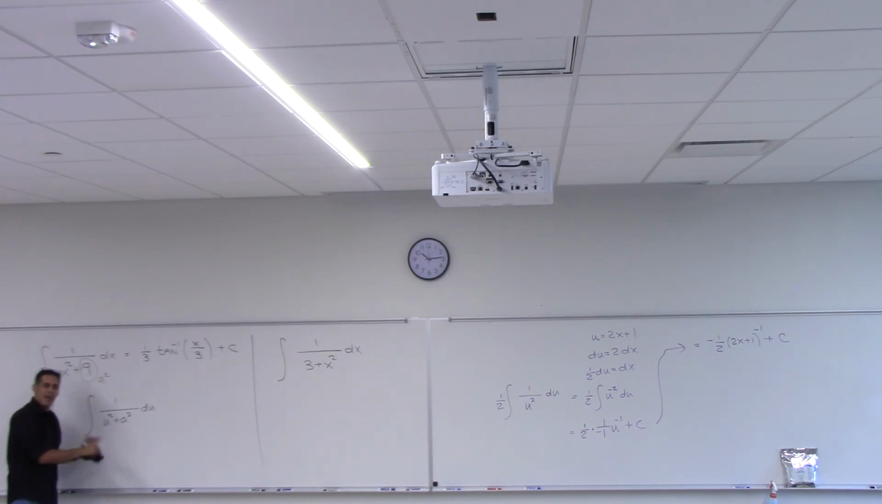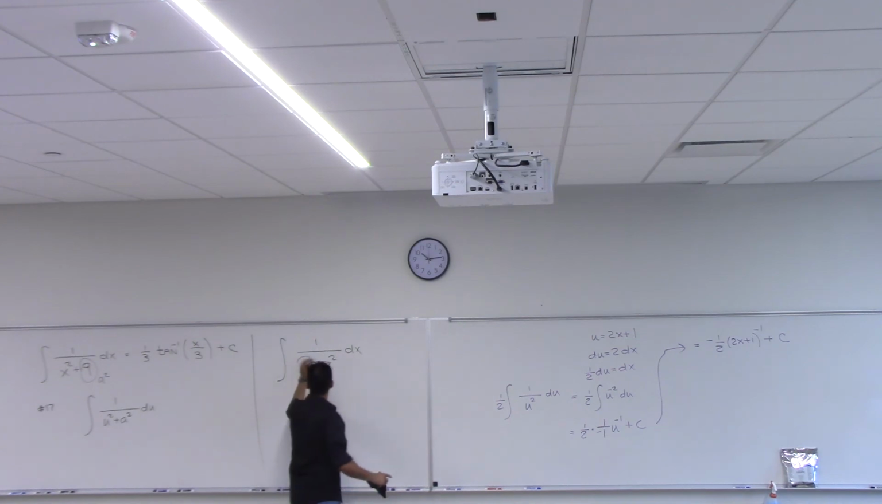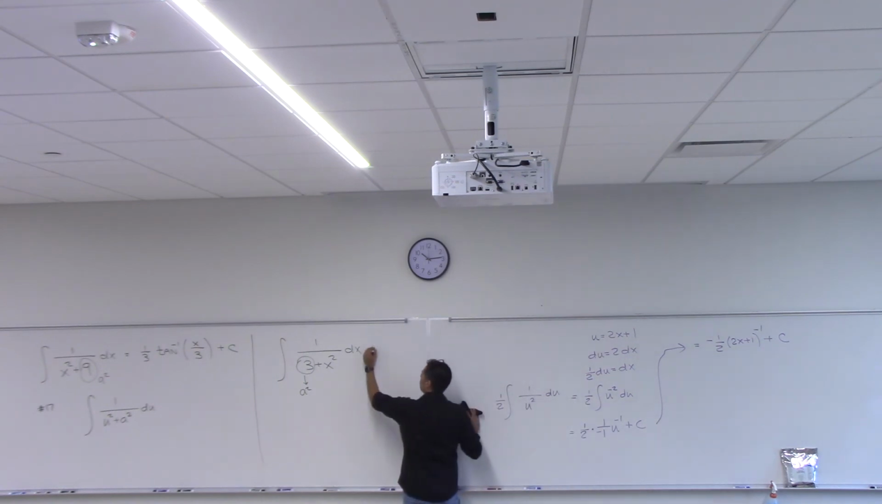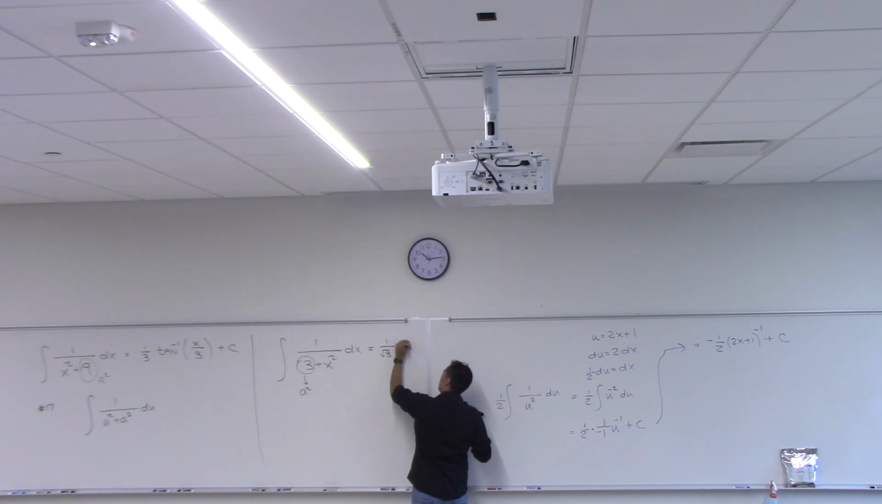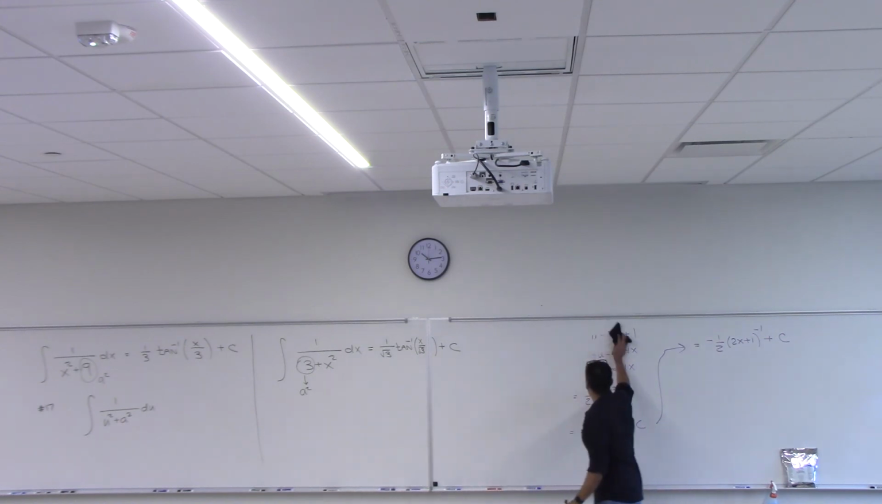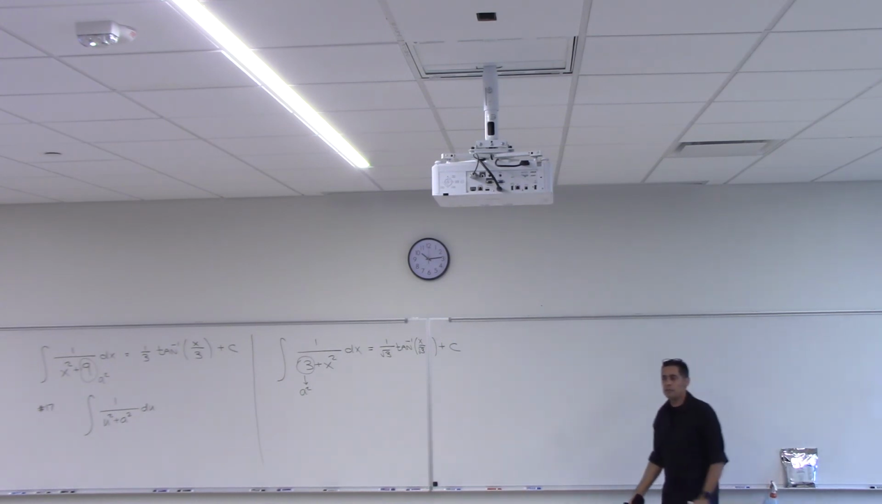Yes. But what's a for us this time? The square root of 3, right? Because this right here is a squared, which means a is the square root of 3. So I'm going to go straight to the formula. 1 over root 3 inverse tangent of x over root 3 plus c. You don't need to rationalize denominators, just leave them. That's fine. Okay? Do another one.